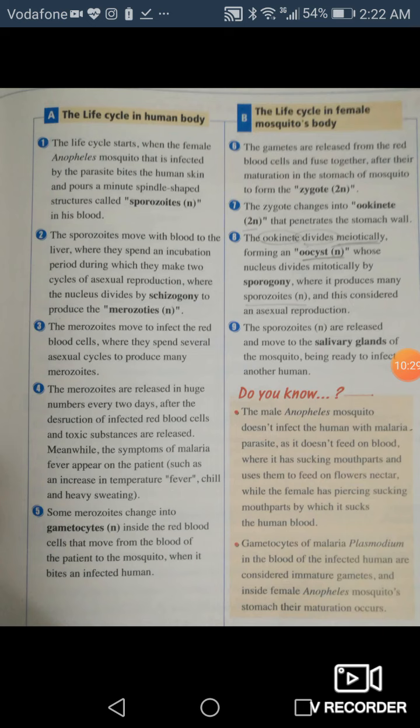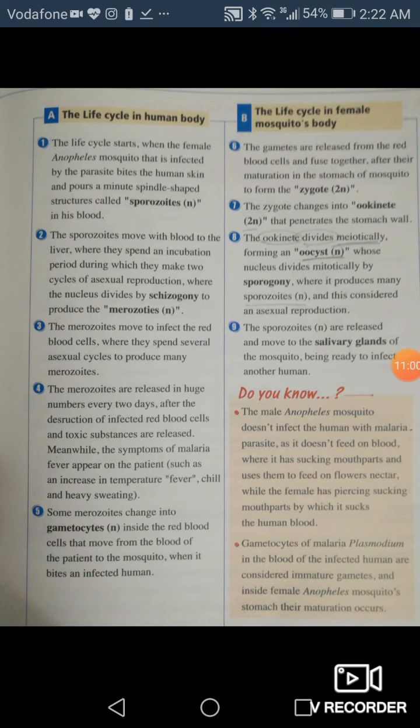inside the red blood cells that move from the blood of the patient and keep sitting inside the blood of the patient until a female Anopheles mosquito comes and bites this infected man. So the gametocytes transfer into the body of the second mosquito. So we are completing in the second stage what happens when another Anopheles mosquito comes and bites this human.